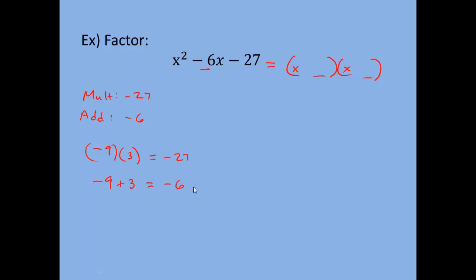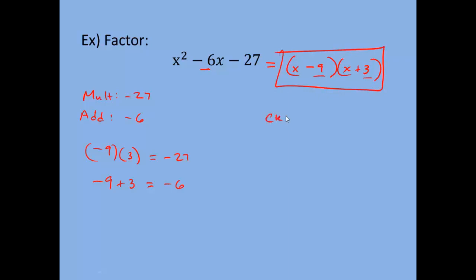These numbers are always going to be unique, meaning that there's only going to be one way of finding the numbers. There's not more than one way numbers could multiply to negative 27 and add to negative 6. So the numbers we found were negative 9 and positive 3. So we can fill in our blanks with negative 9 and positive 3. And then we've done it. We factored it. Alright, so x minus 9 times x plus 3.